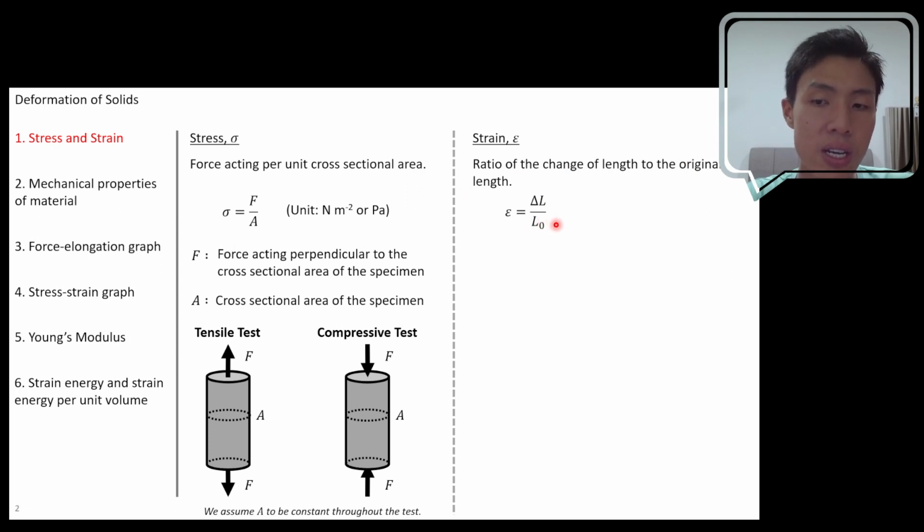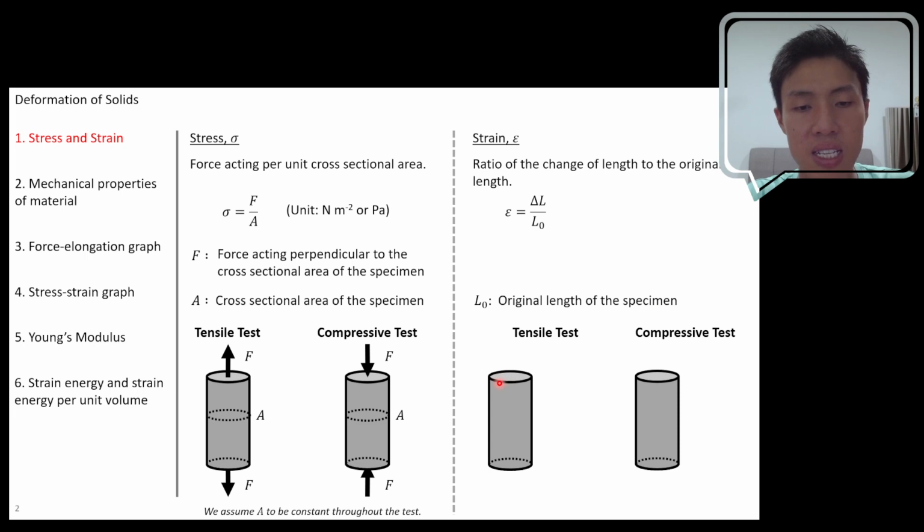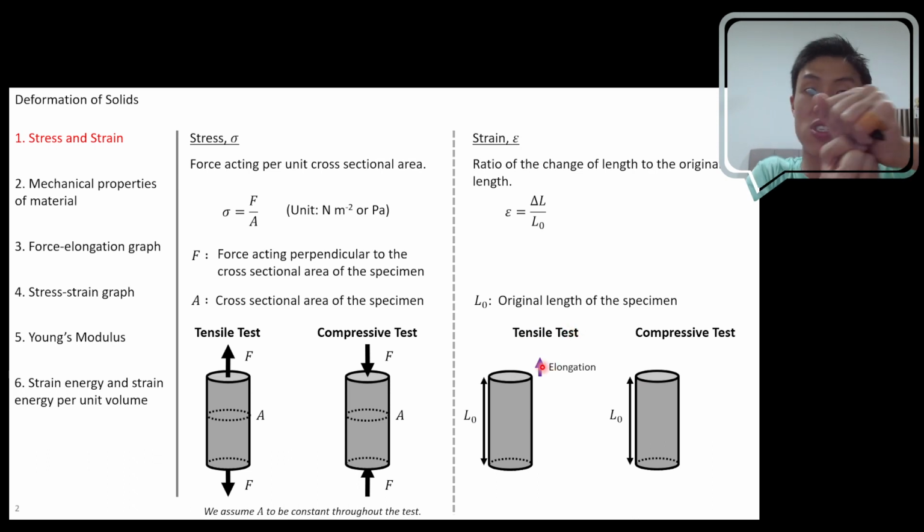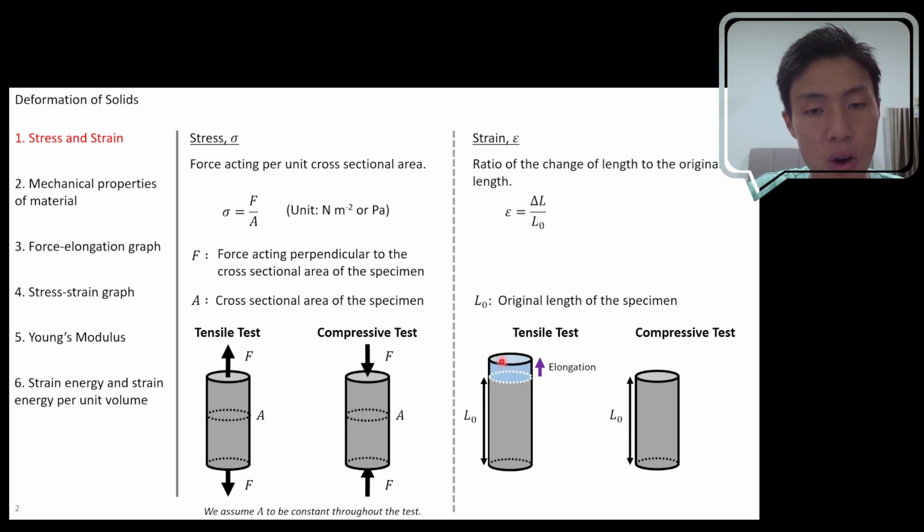Again, let's come back to the original length of the specimen, L naught. We have our tensile test and compressive test. Initially, this is the original length of our specimen. This length over here, L naught, is the original length of the specimen. Nothing too special about it. For tensile test, we are going to elongate it, because we are stretching it. As a result, your specimen will experience an increase in length, right? This increase in length will be the change of length.